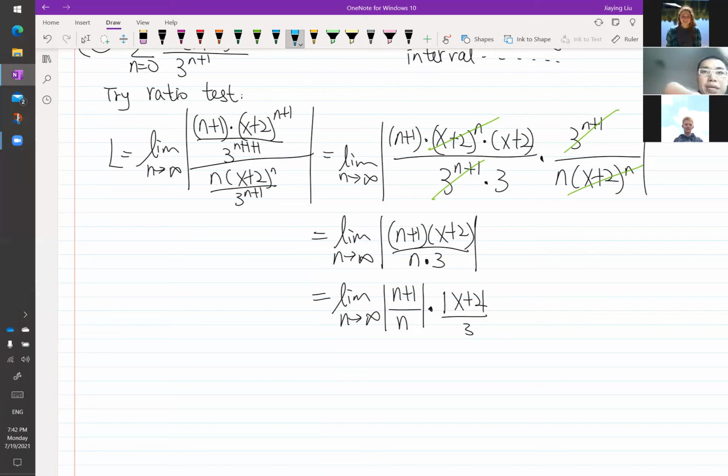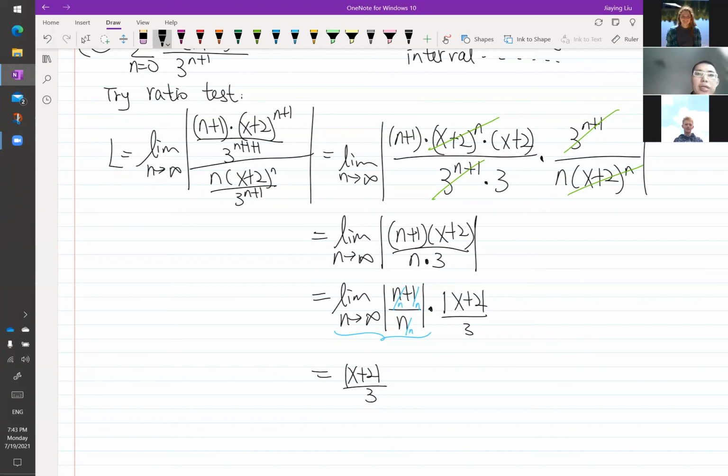And if we take the limit here, this part, like we have seen before, right? We divide all terms by n, and then take the limit as n goes to infinity. It turns out that that is just 1. So we end up with just 1 times the absolute value of x plus 2, over 3.